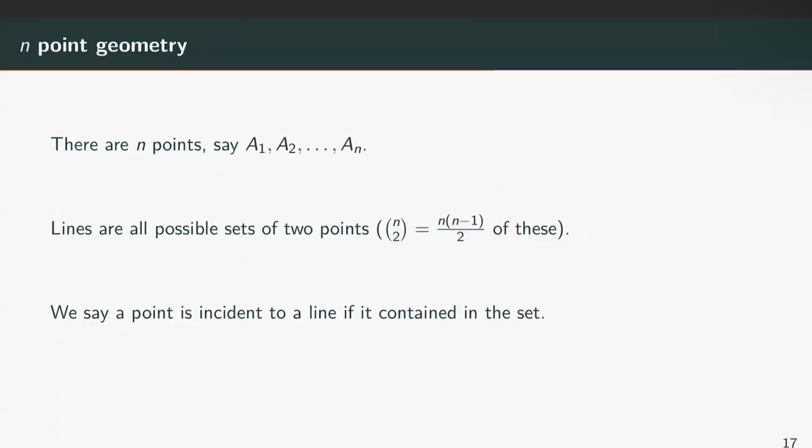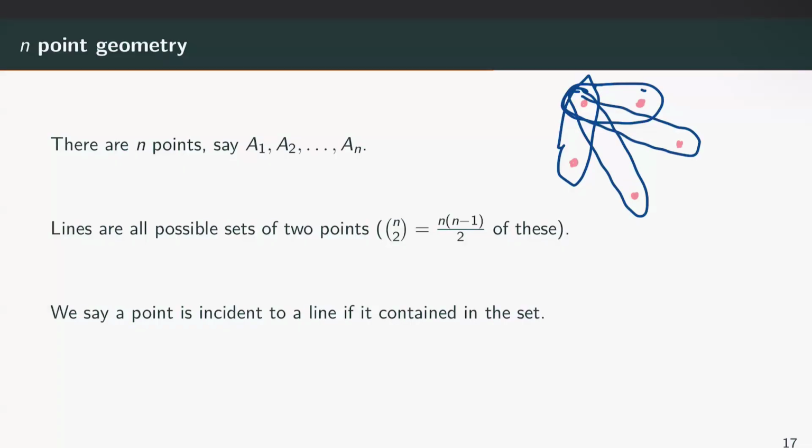So consider here, I'm going to take, I don't know, n equals, what is that? N equals 5. Then I'm going to say that every pair of points gives me a different line. That gives me a line. That gives me a line. That gives me a line, etc. And in general, I'm going to have n choose 2 many lines.